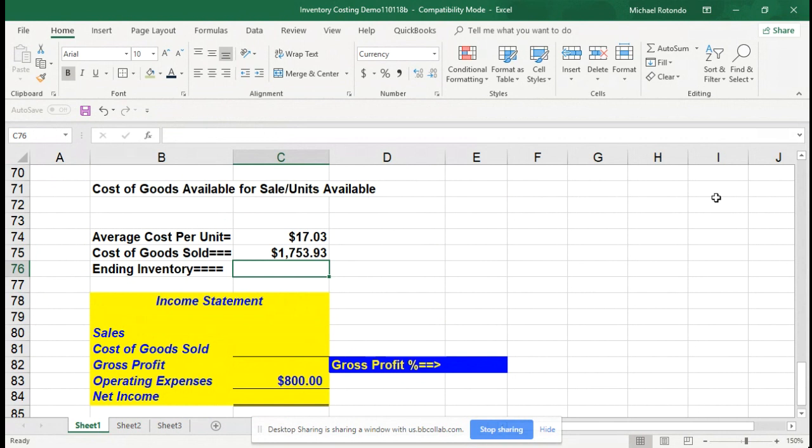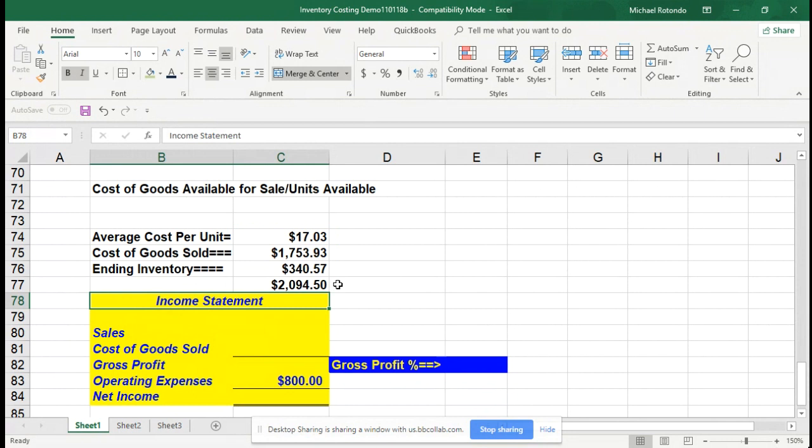And then to get the ending inventory, we take the number of units remaining in ending inventory and multiply it by the average cost per unit. So we take the 20 units remaining in ending inventory times the 17.03. And that will give us our ending inventory. Okay. Again, we should verify that this equals the cost of goods available for sale, as we've been doing, and it does. So now we can do the income statement.